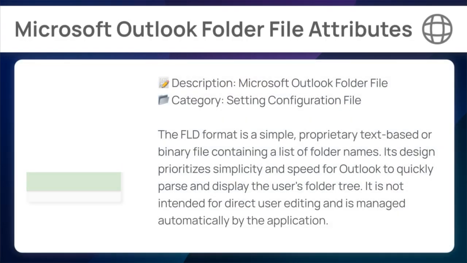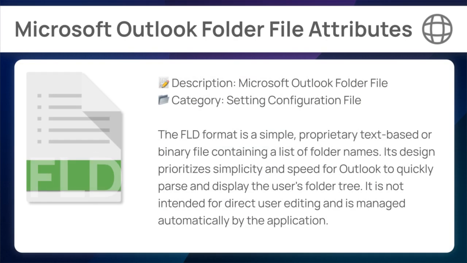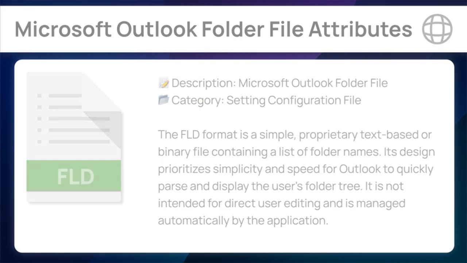The FLD format is a simple, proprietary text-based or binary file containing a list of folder names. Its design prioritizes simplicity and speed for Outlook to quickly parse and display the user's folder tree. It is not intended for direct user editing and is managed automatically by the application.